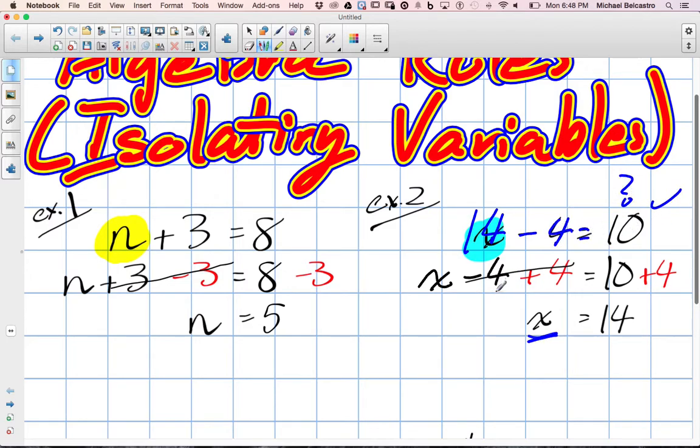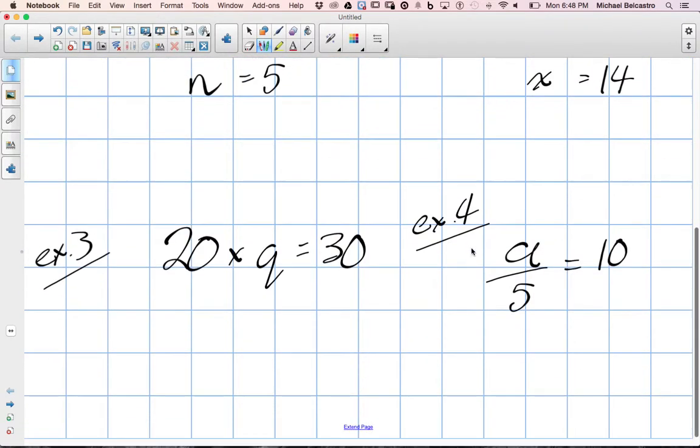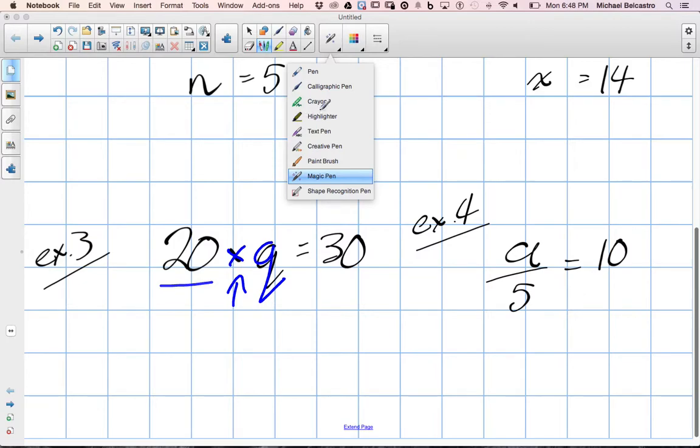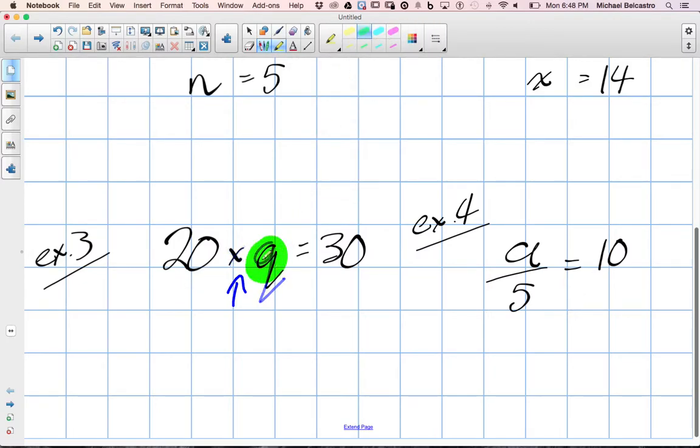So this is a way, in math we call it algebra, to isolate, to represent something that's unknown. Here's some harder ones. 20 times q equals 30. Same idea, we want q by itself. So, what would be the opposite operation of multiplication? Division. So let's divide by the value on the left, 20. Whatever I do to the left side, I have to do to what? The right side of the equal sign. That's right, so we're going to divide this by 20.